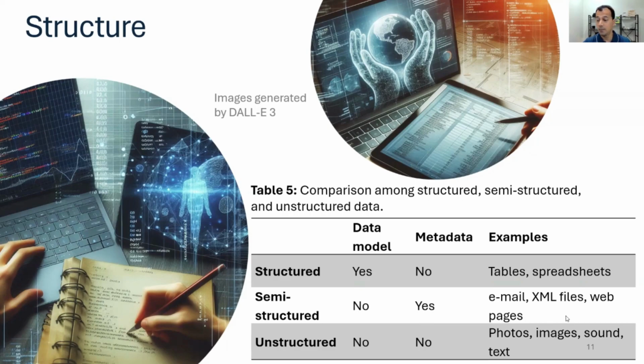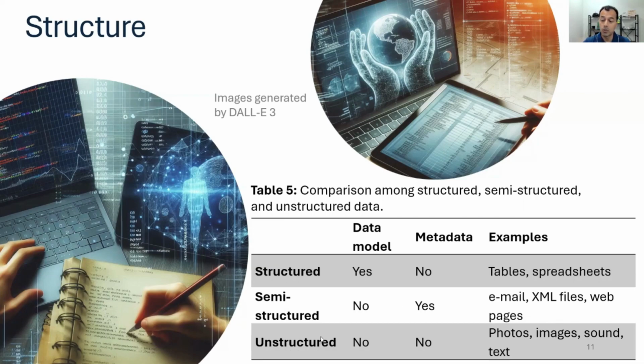Examples of this data are emails, in which we have the subject line, and some basic information about the sender, the receiver, the time it was sent, and all this extra information is called here metadata. We also have XML files and web pages as examples. In the case of XML files, for example, we have tags that have specific meanings that imply one specific type of data, and this forms the semi-structured data.